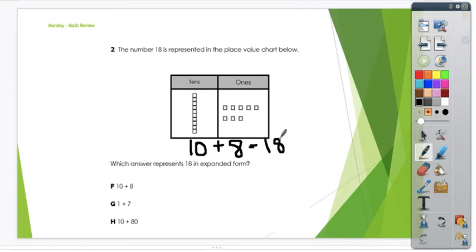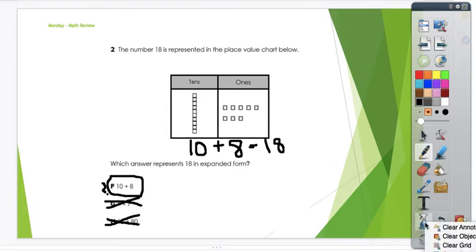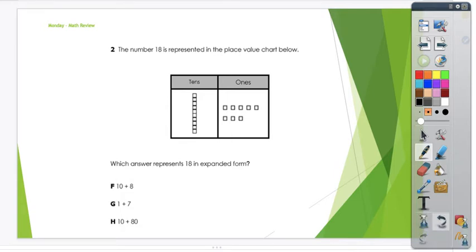So which one matches that? Is this one? Let's put a question mark because I think it might be. 1 plus 7? Nope, we're going to mark that out. How about 10 plus 80? Nope, we're going to mark that one out. So our answer is F. 10 plus 8 is our expanded form for 18. Very good.